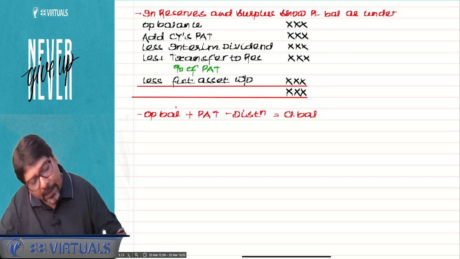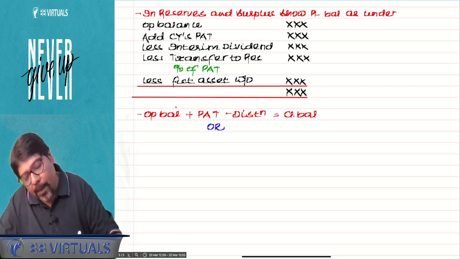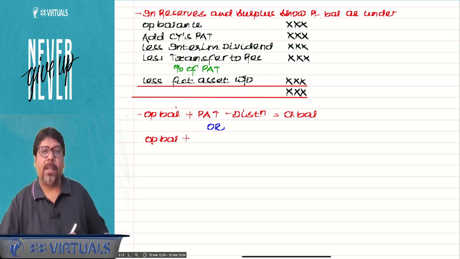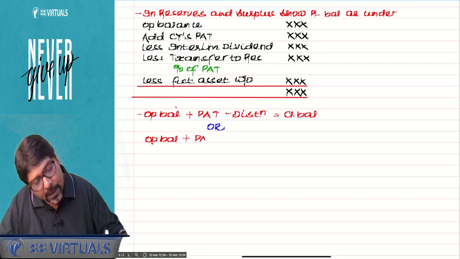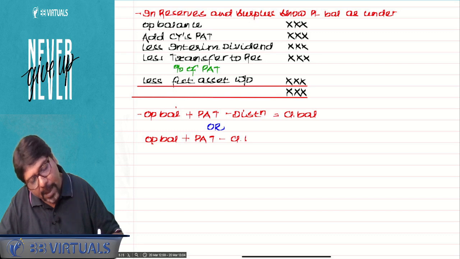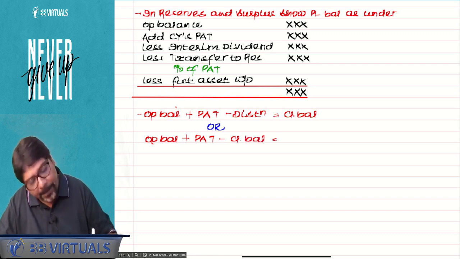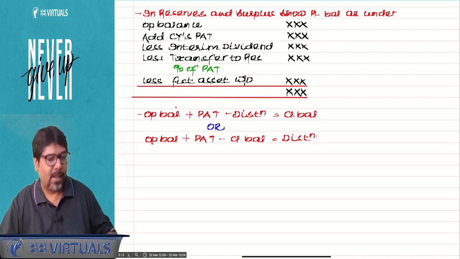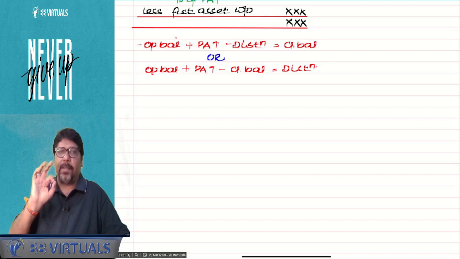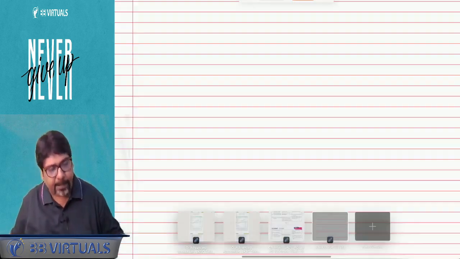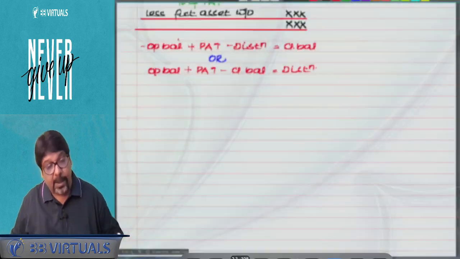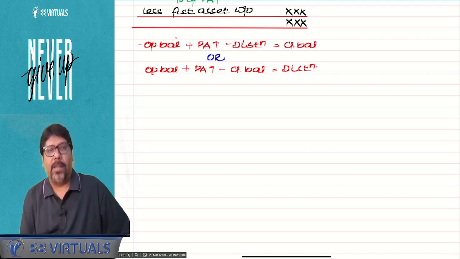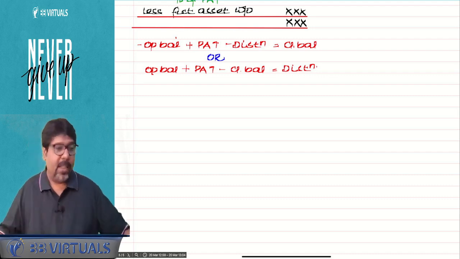Or we can say that opening balance plus PAT minus closing balance is equal to distribution. Correct? Now, on this basis, there is one question that we'll do later on. Opening balance plus PAT minus distribution is equal to closing balance. Is this clear? Yes or no? Yes, sir.